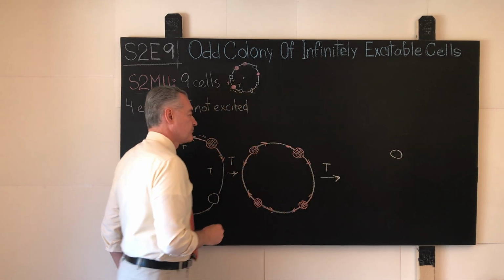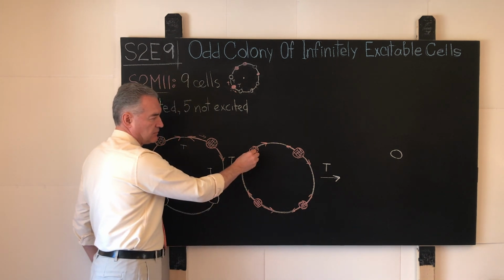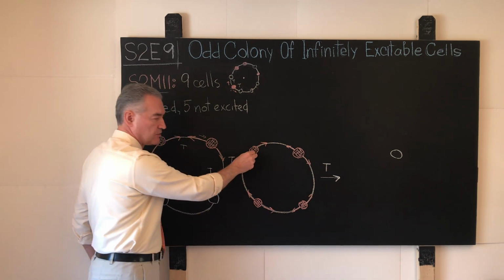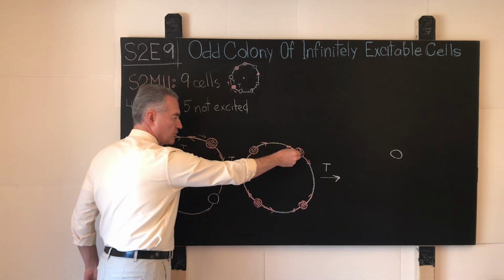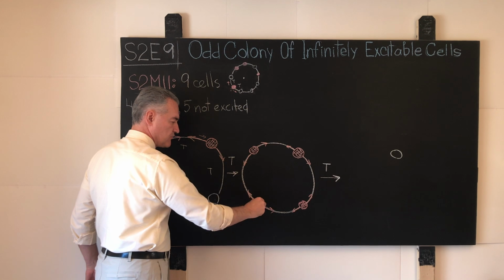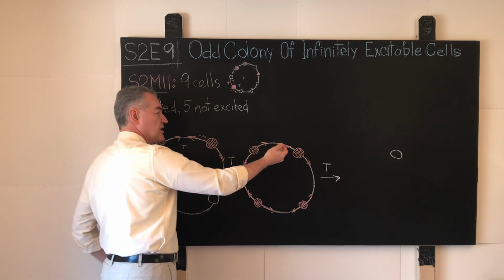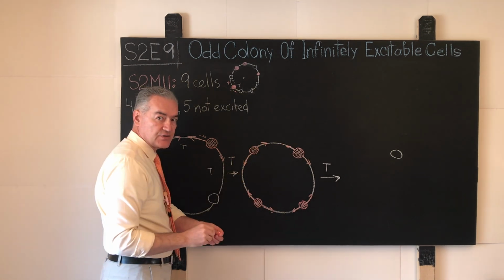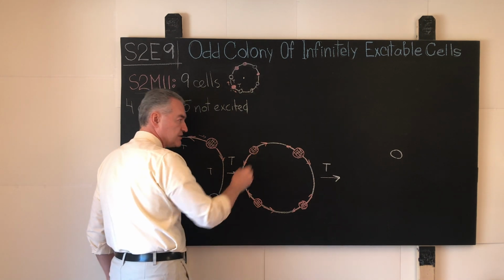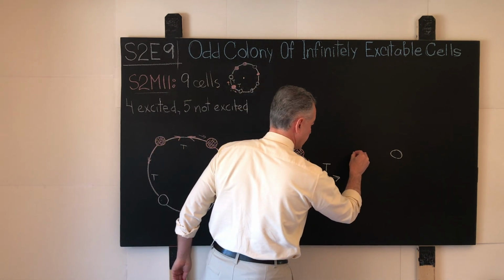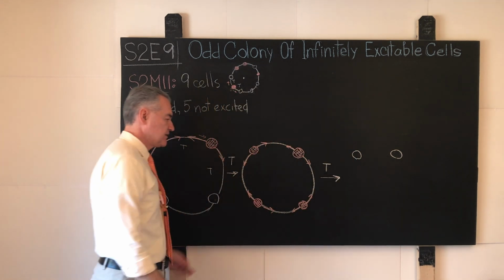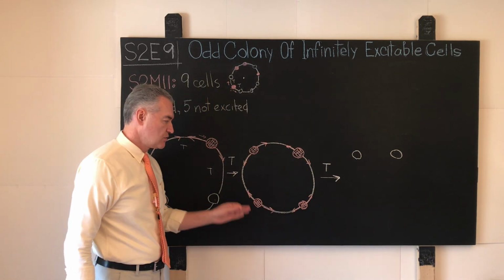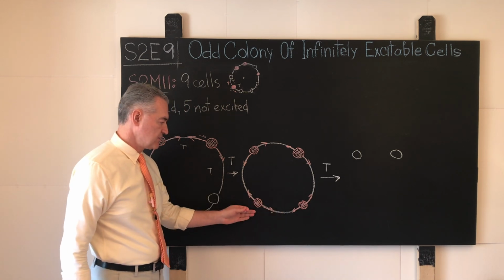Not excited. This, by the looks of it, 10:30 or 11 o'clock cell will receive an excitement signal from this cell from this direction and from this cell from this direction. These two signals will cancel each other out. Consequently, this cell will percolate into the next state, not excited. And by symmetry, the same thing already will happen over here, we understand, but let's just discuss it shortly.